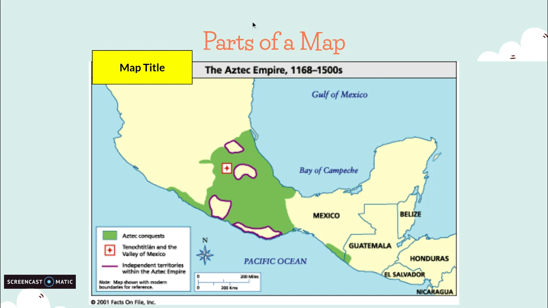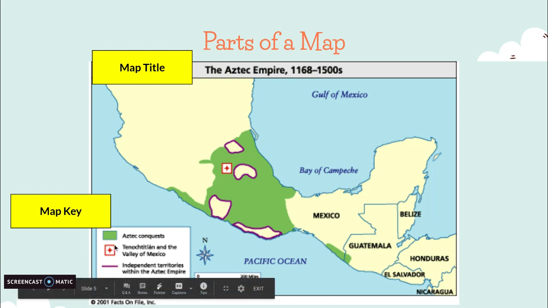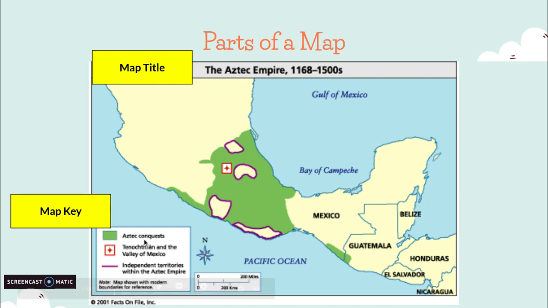What is the map about? So if you look at the map title, it says the Aztec Empire, 1168 to the 1500s. So you know that is what the map is showing you. Then we have the map key. What are the symbols and the colors on the map, and what do they represent? So as you can see, green is the Aztec conquest. So green is where the Aztecs expanded their empire.